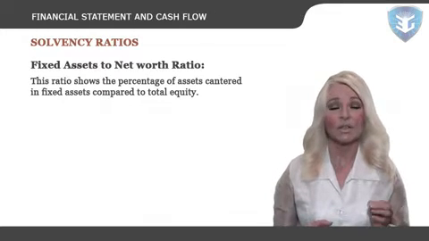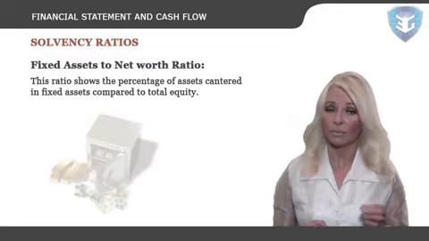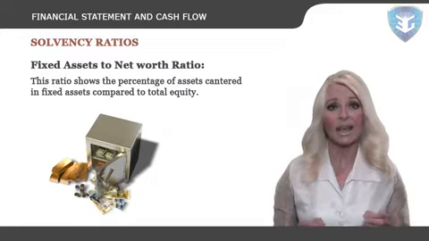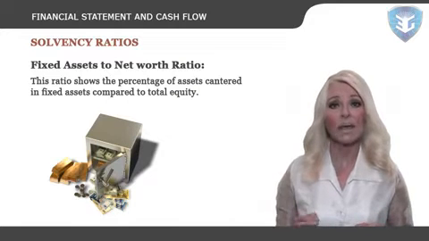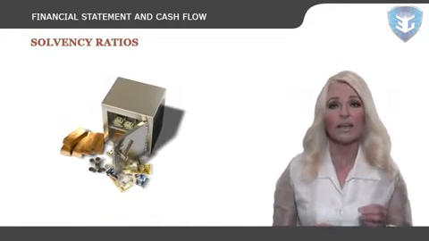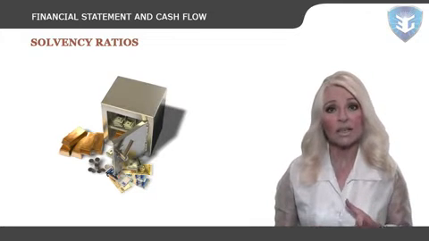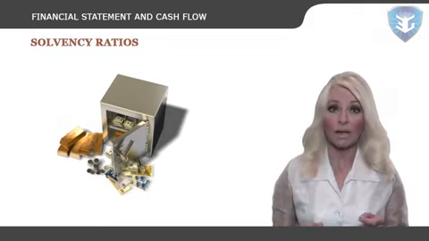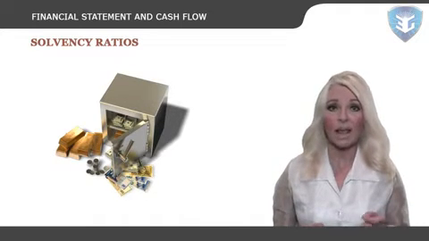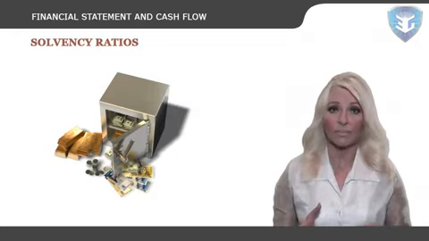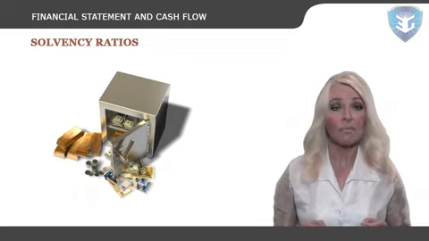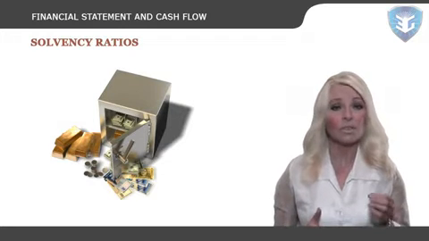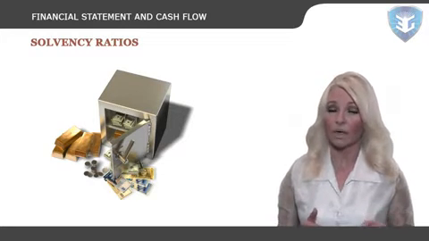Fixed assets to net worth ratio. This ratio shows the percentage of assets centered in fixed assets compared to total equity. Generally, the higher this percentage is, over 75%, the more vulnerable a concern becomes to unexpected hazards and business climate changes. Capital is frozen in the form of machinery, and the margin for operating funds becomes too narrow for day-to-day operations.